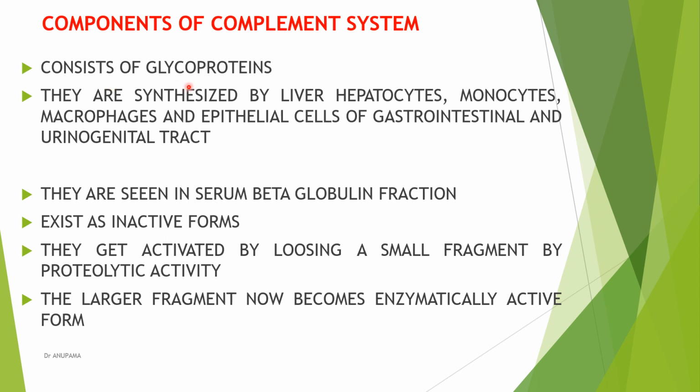The complement system comprises glycoproteins, and these are synthesized by the liver hepatocytes, monocytes, macrophages and epithelial cells of the gastrointestinal tract and urogenital tract. They are seen in the serum beta globulin fraction. They exist as inactive forms and get activated by losing a small fragment by proteolytic activity. The larger fragment which is left becomes the enzymatically active form.